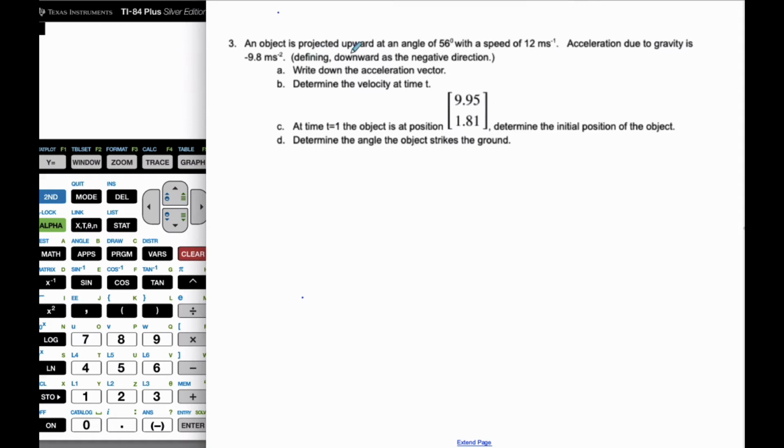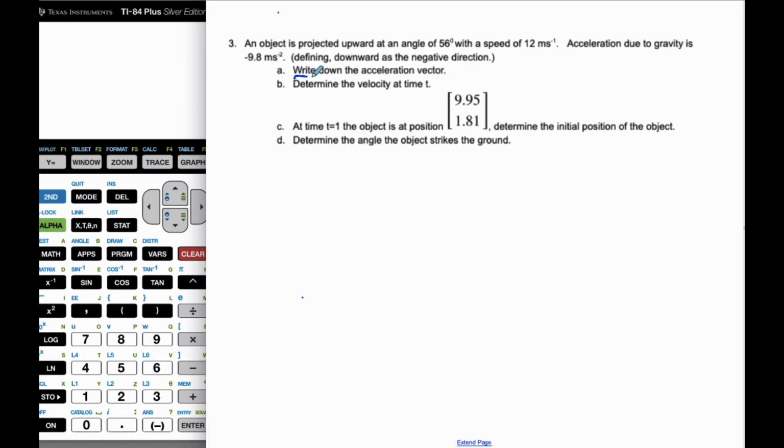All right, so we have an object projected upwards at an angle of 56 degrees at a speed of 12 meters per second. That's a speed. Acceleration due to gravity is negative 9.8 meters per second squared, where negative is going downwards. Write down the acceleration vector.